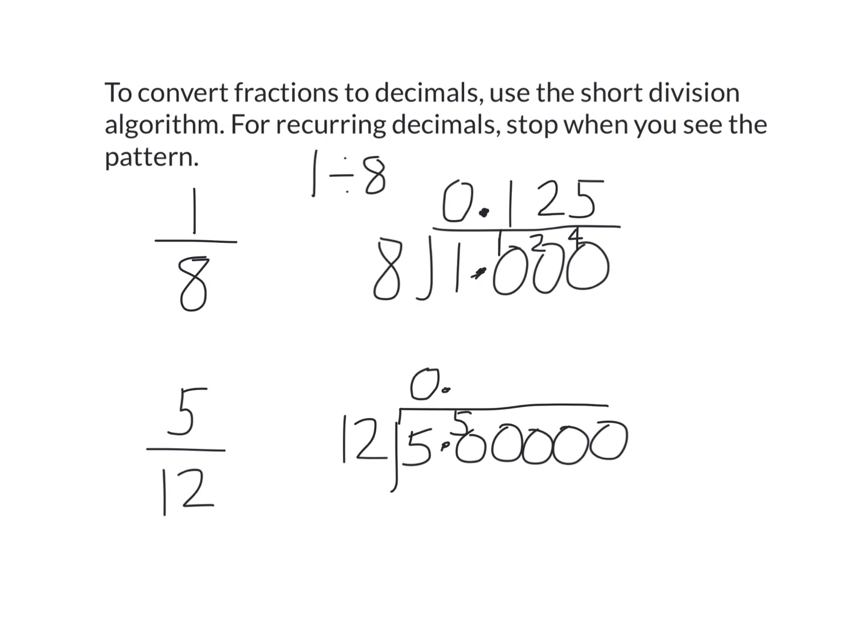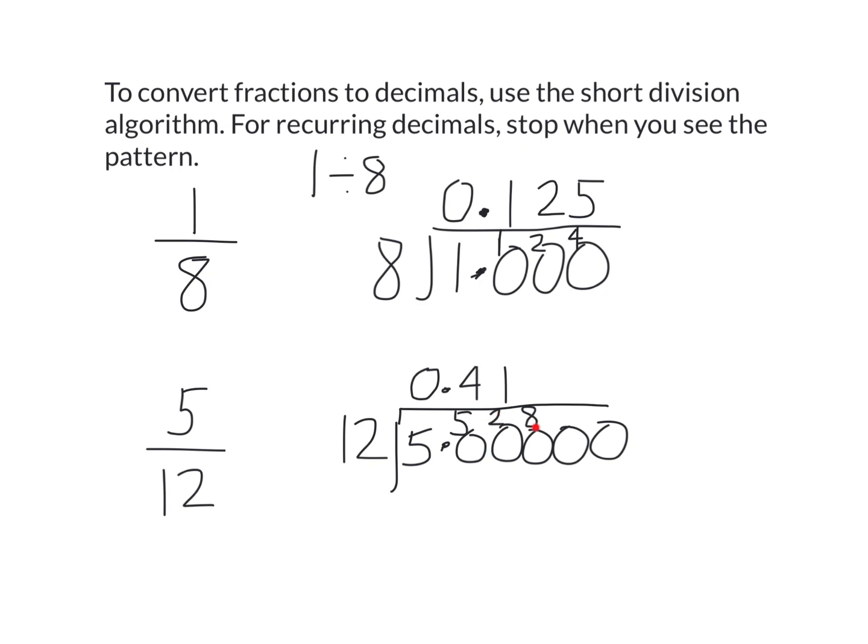So now I say, how many times does 12 go into 50? Well, 12 goes into 50 4 times. 4 times 12 is 48. There are 2 more needed to get to 50. So now I'm saying, how many times does 12 go into 20? Well, 12 goes into 20 once. 1 times 12 is 12. There are 8 left over. You need 8 more to get to 20.